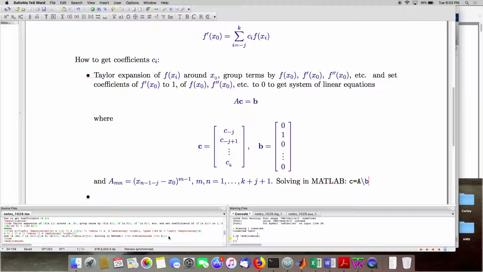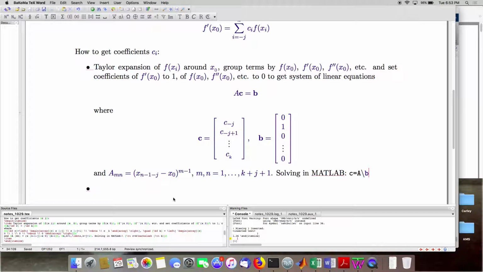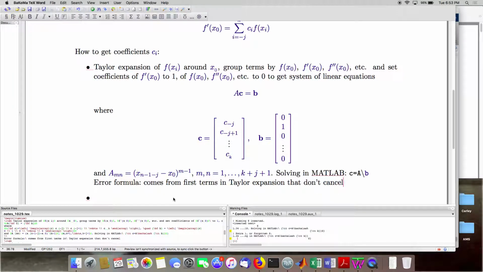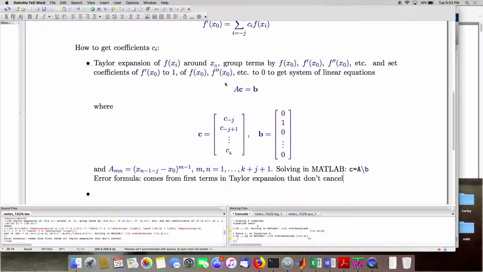All right, so this is the Taylor expansion approach. Now, as far as the error formula, it comes from the first terms in the Taylor expansion that don't cancel. So the lowest order terms, because you have a bunch of things cancel. I mean, you'll have f prime of x naught fall out of all this, and then the next term after that describes your error. Okay.